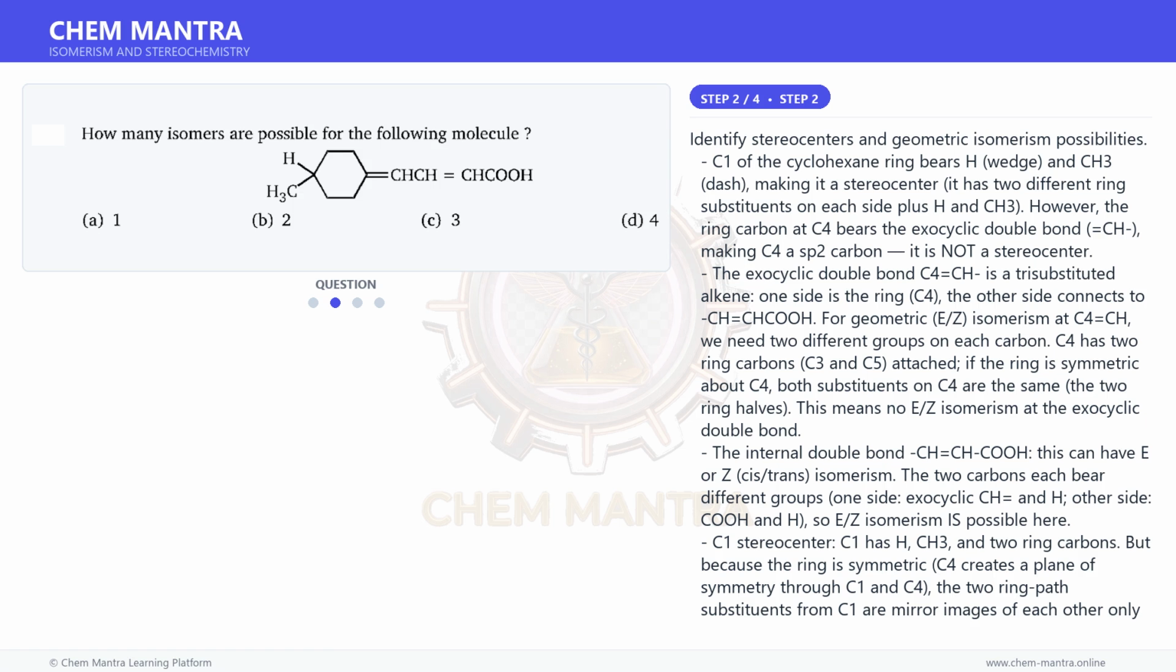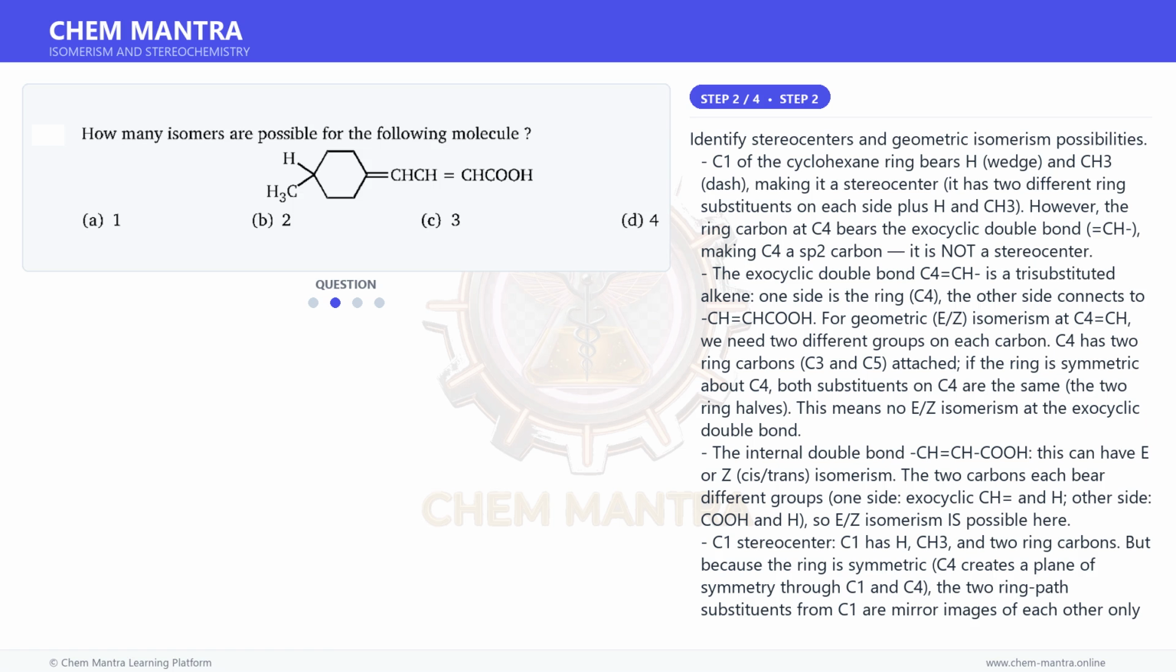C1 stereocenter: C1 has H, CH3, and two ring carbons. But because the ring is symmetric, C4 creates a plane of symmetry through C1 and C4. The two ring path substituents from C1 are mirror images of each other only if the C4 side is symmetric. Since C4 bears an exocyclic double bond, not two identical groups in the ring context when considering the full substituent, we must check if C1 is truly a stereocenter.